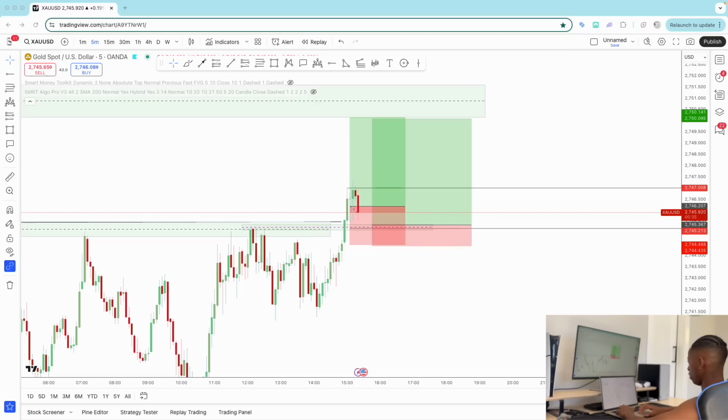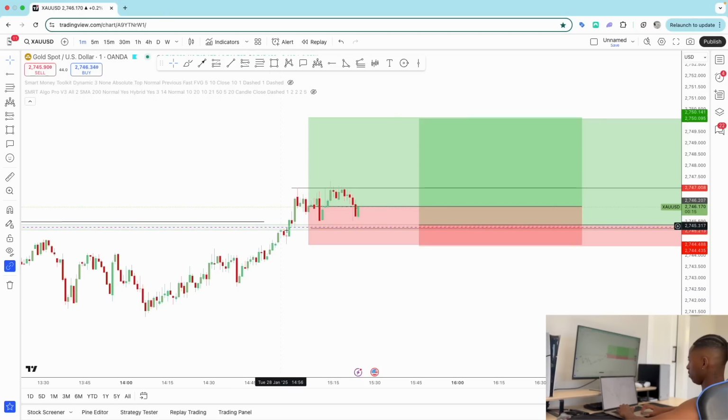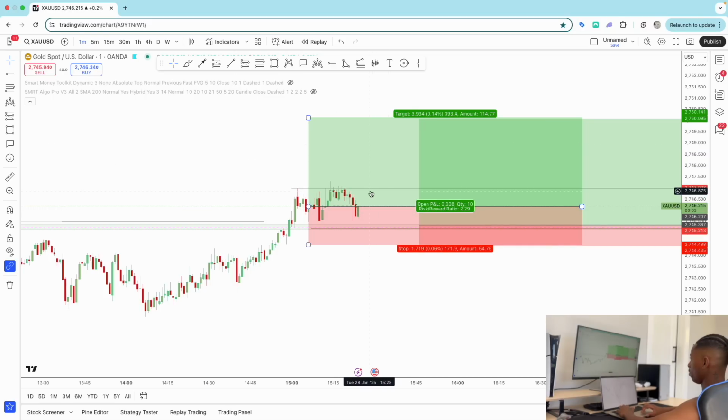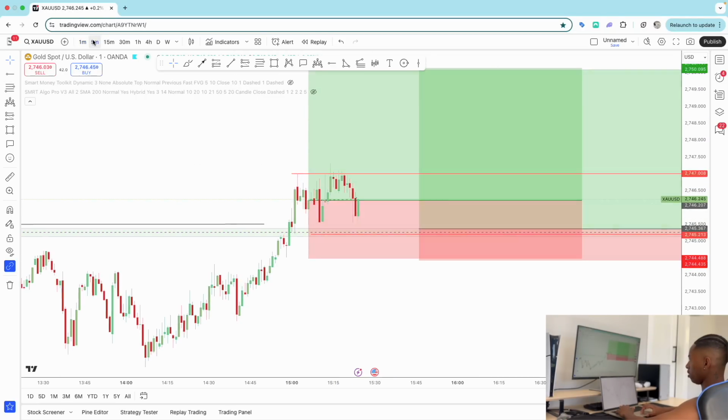Let me adjust my stop losses here. Why is it so far? I don't know why I put my stop loss here, but let me adjust it here. So I put my stop loss, let me see on the 1 minute where it is. Oh yeah, it's here. I put my stop loss here on gold. Right here. Okay. Perfect area. This could close as an engulfing candle.